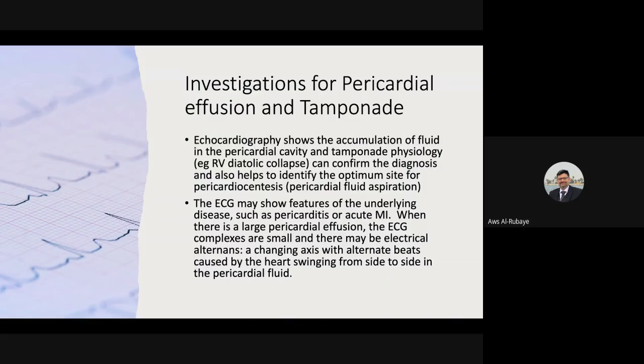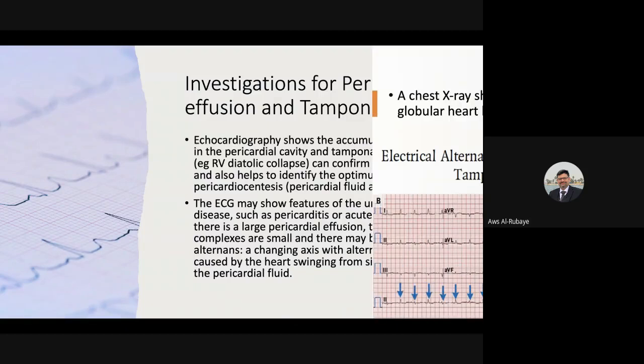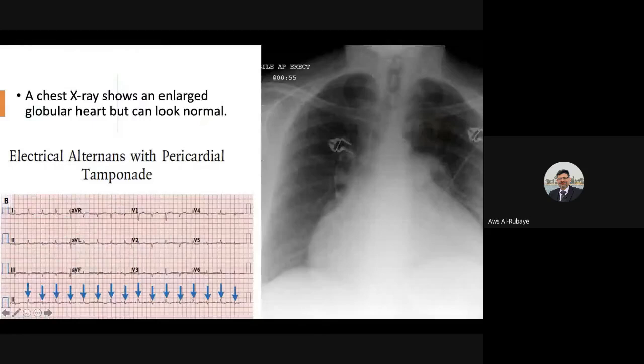This is caused by the heart swinging from side to side in the pericardial fluid. This is a picture showing a chest X-ray with a globular heart in a patient with pericardial effusion. You can see that the heart is large, but you cannot see the hila clearly.